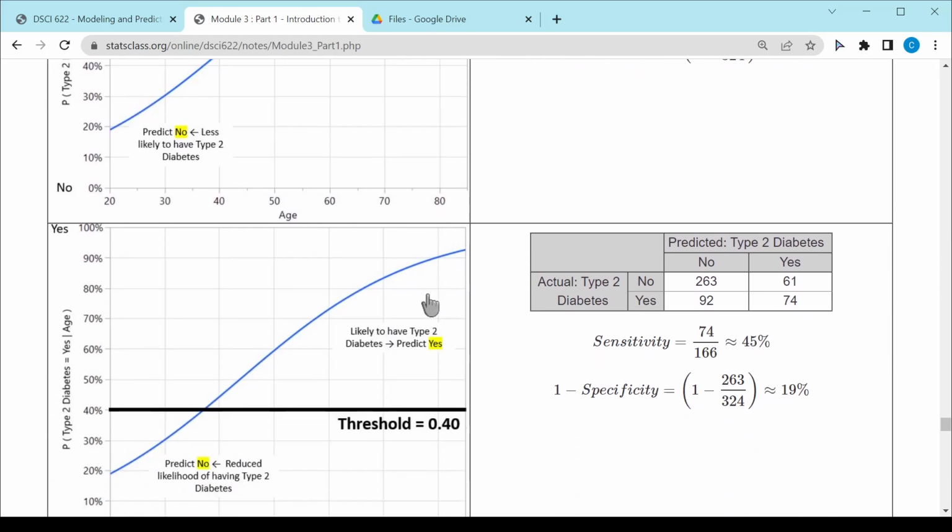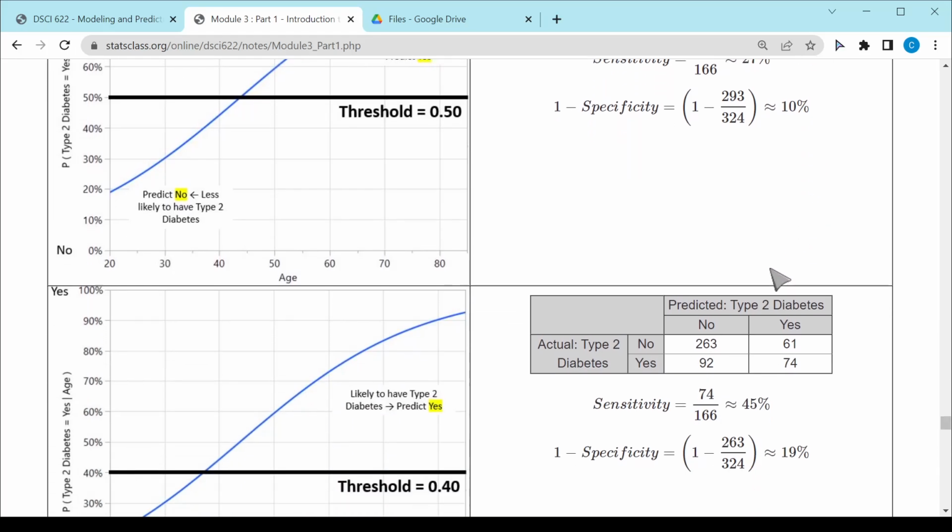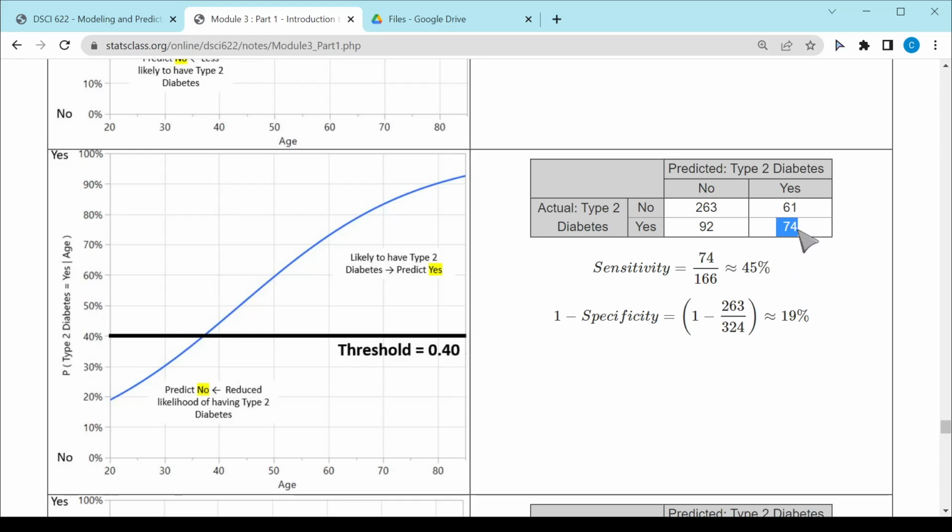So let's move our threshold down a little bit. We're going to move my threshold down to 40%. Look what's happening to these people that I'm predicting to have diabetes. Before, I only predicted 45 out of the 166 that had diabetes. When I move my threshold down a little bit, I'm going to increase that to 74. So my sensitivity is going up here when I decreased my threshold from 50% down to 40%.